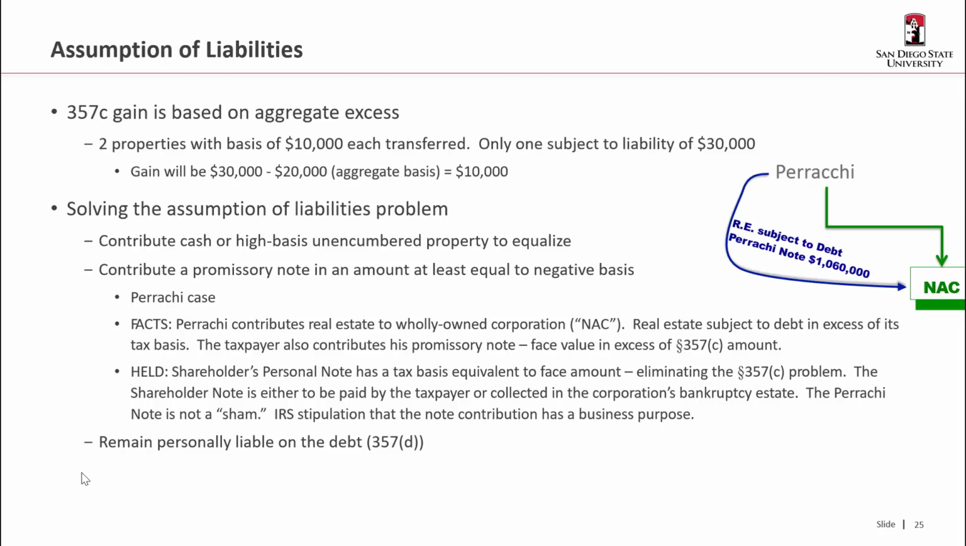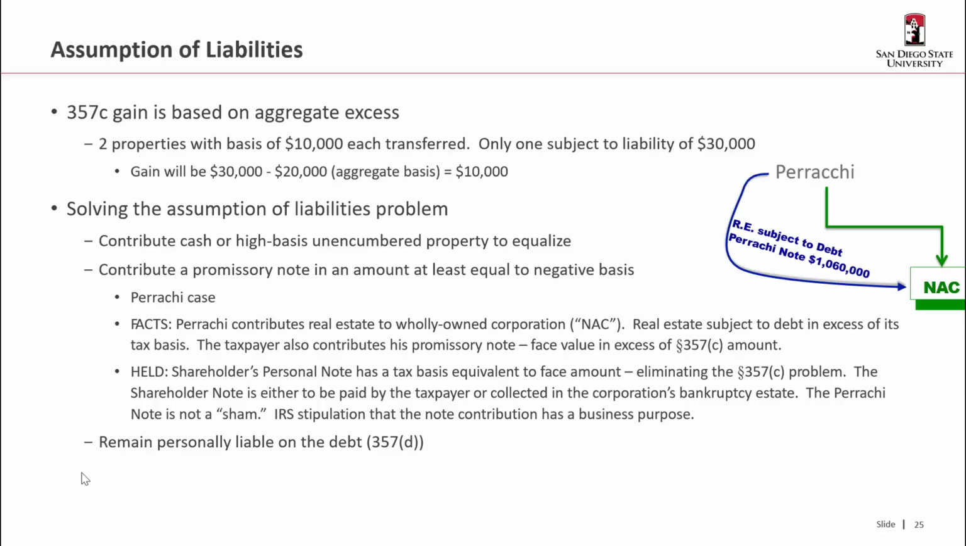The court decided that the face value of the note was the tax basis of the note. And as a result, it was not a sham. The IRS stipulated that the note had to have a business purpose, as in Parachi's case it did. And of course, he needs to remain personally liable for the debt. But in this case, he avoided recognizing any sort of gain because of this note.